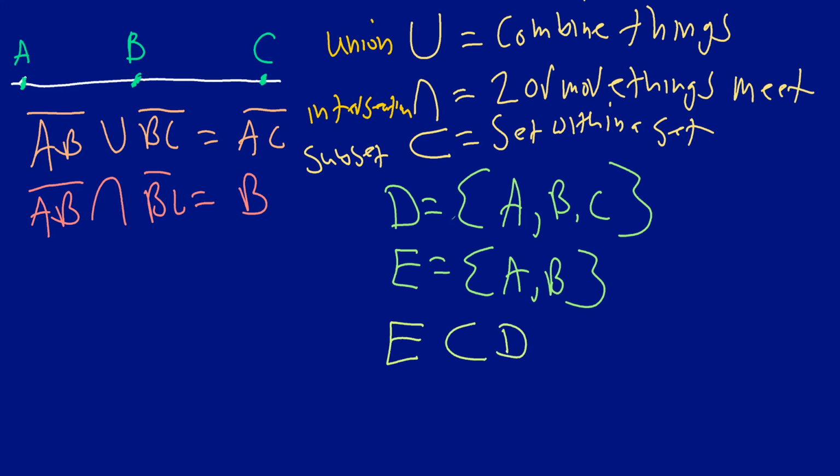In other words, if you look closely at these two sets right here above, you can see right here that we have an A and a BC and then an AB. In other words, these two guys right here are found in this set right here. So E is a subset of D. That's how we say that.